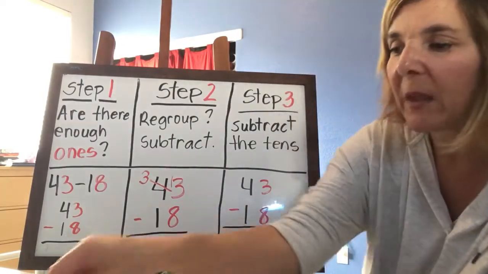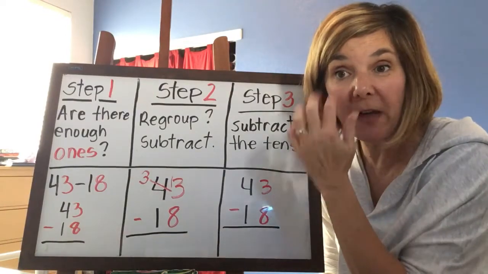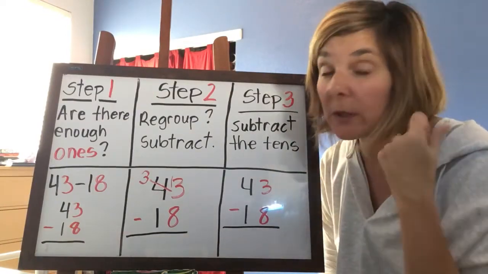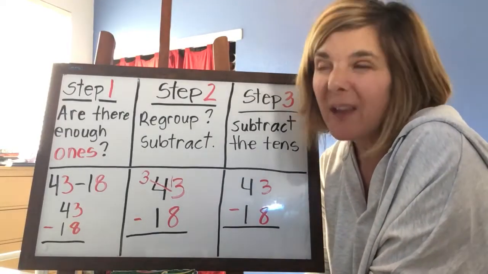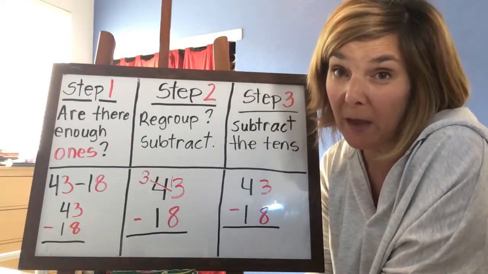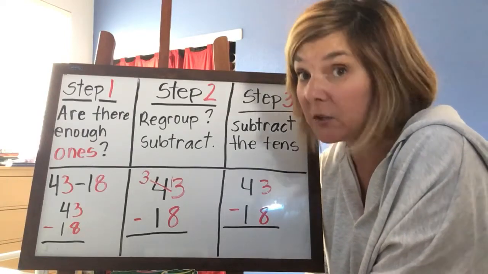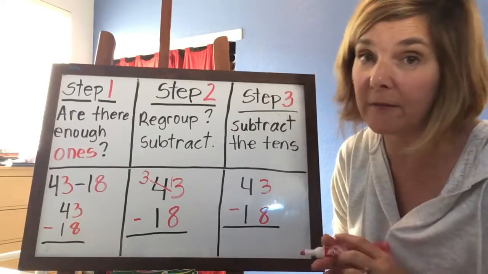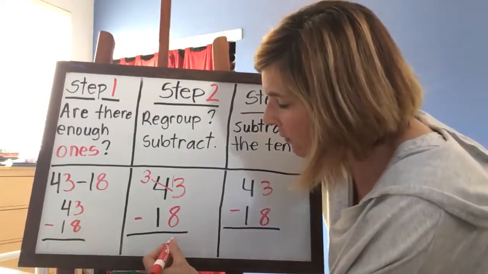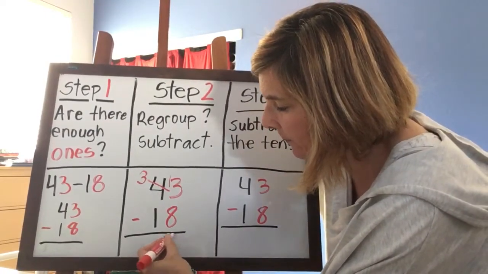Yes, I can. Now, if you've been working on your math facts, you might know really quick what 13 take away 8 is. If you don't know it quickly, that means you need a little bit more work with your math facts. So log on after this and do some math facts. 13 take away 8. I know it's 5 because I practice my math facts. So 5 goes right here.